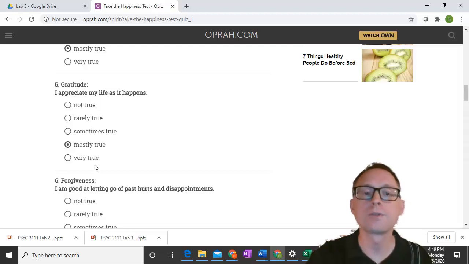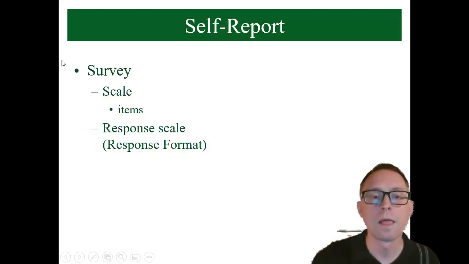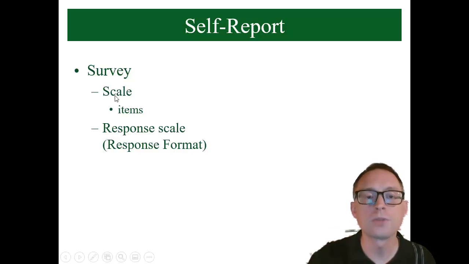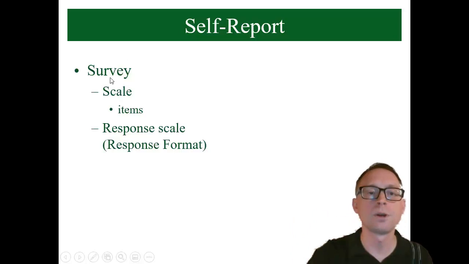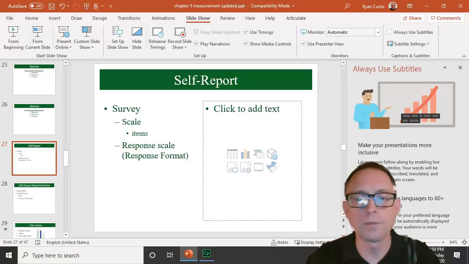A scale is multiple self-report items that measure the same concept. So let me say that again with the word in front of you right here. A scale is multiple self-report items that measure the same concept. And when you have multiple scales in the same packet, we call that a survey. Most of the time in this class, we're going to talk about scales. Scales are multiple self-report items that measure the same concept. Don't mix this up with a response scale, or what's also called a response format. So what do I mean? Go back to Oprah.